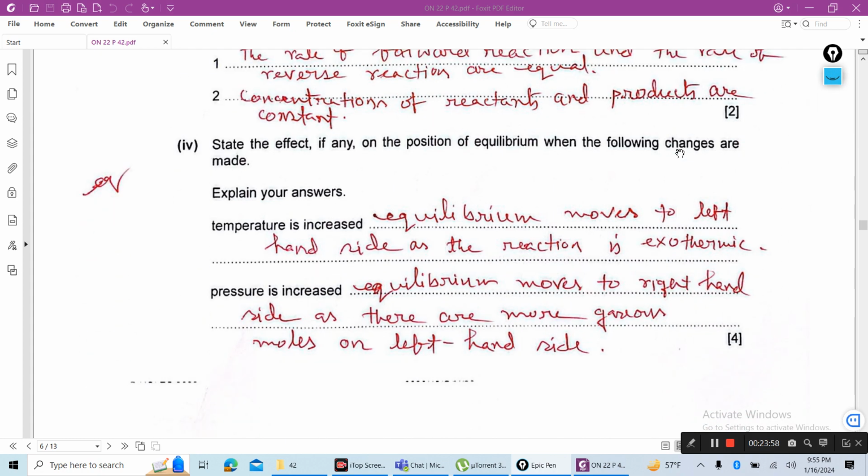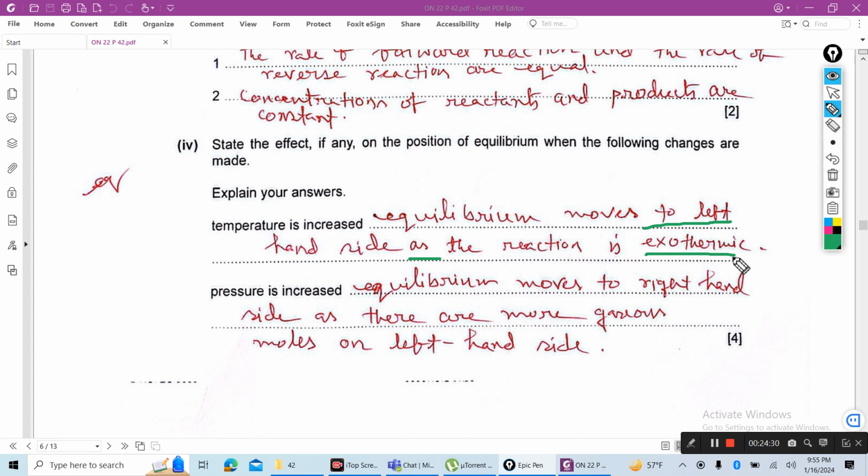So if you increase temperature, equilibrium will go to the endothermic direction, means right to left. So equilibrium moves to the left, or you can write right to left, because as the reaction is exothermic reaction, or you can write reverse reaction is endothermic reaction. Or you can write equilibrium moves to the left to absorb heat.